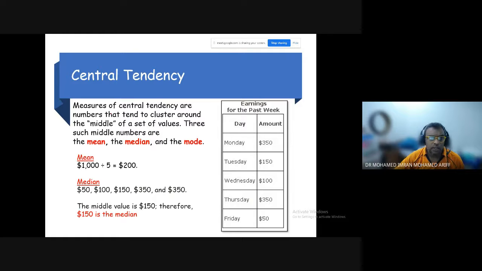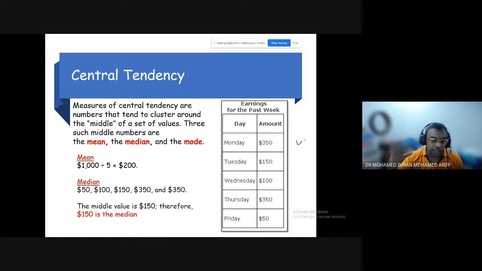Okay, so measures of central tendency are numbers that tend to cluster around the middle set of values, the mean, median, or the mode. Okay, So cafe ni on Monday he earns 350, on Tuesday he earns 150, on Wednesday he earns 100, Thursday he earns 350, Friday bila student tak ada he earns only $50. Okay, so this is your descriptive data that you have collected from the company.